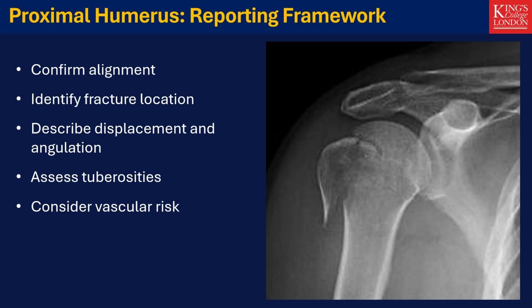Avoid vague language. Assess tuberosity involvement separately because even small displacement can alter rotator cuff mechanics. Finally, recognize patterns associated with vascular compromise, particularly anatomic neck fractures and complex four-part injuries.